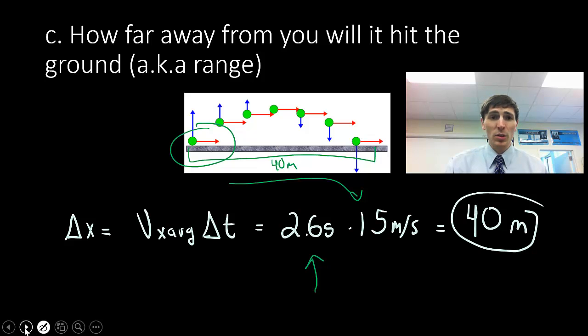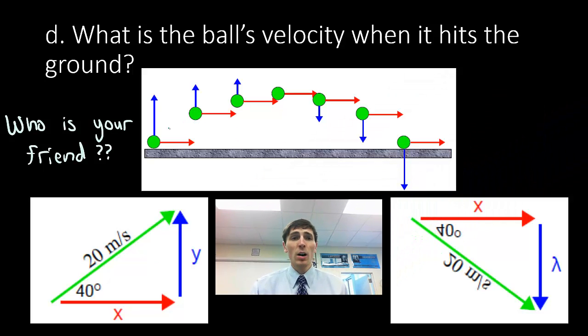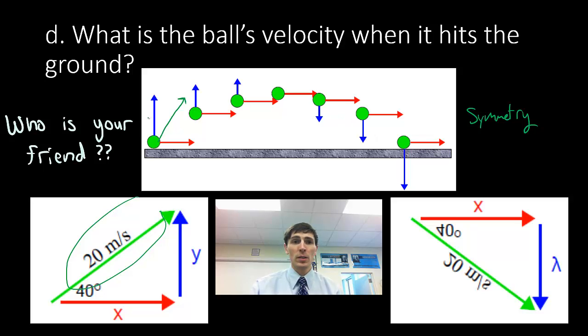I also wanted to show you a third way. Question D. What is the ball's velocity when it hits the ground? Symmetry is your friend. So if my velocity initially was 20 meters per second here, as it comes back down, it loses 10 meters per second of velocity vertically as it goes up, and then it gains that velocity back in the negative direction on the way down.